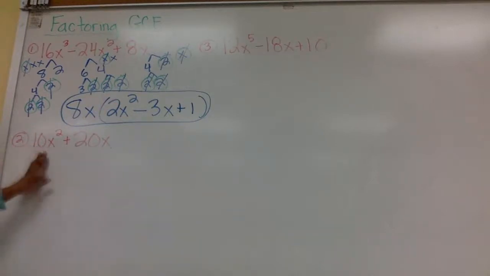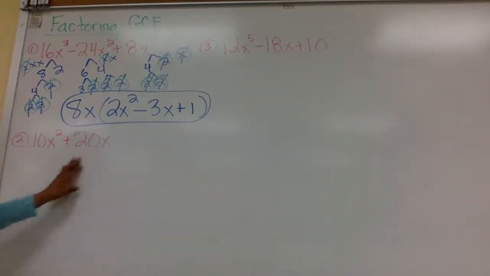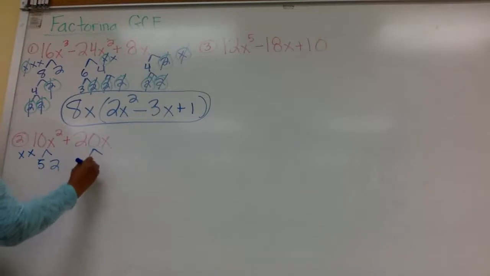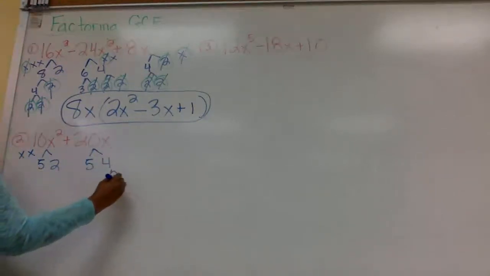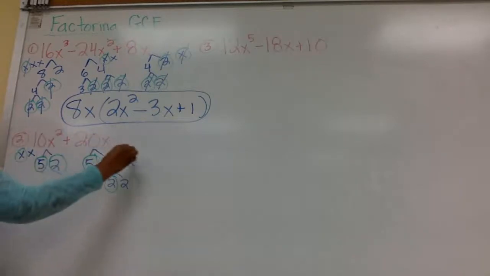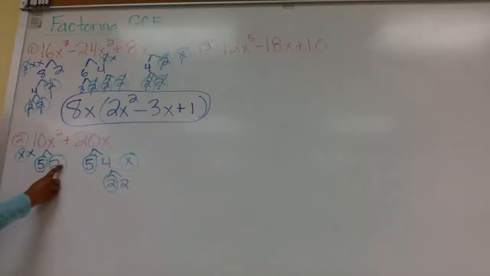All right, 2 more. 10x squared plus 20x. I'm going to do a factor tree. So 5, 2, and I got 2 x's. This one's going to be 5 and 4, 2 and 2, and an x. So I did factor trees. Let's circle what they share. I see that they share the number 5. I see they share the number 2. I see they share the variable x. So their greatest common factor is 5 times 2 times x, which is 10x.